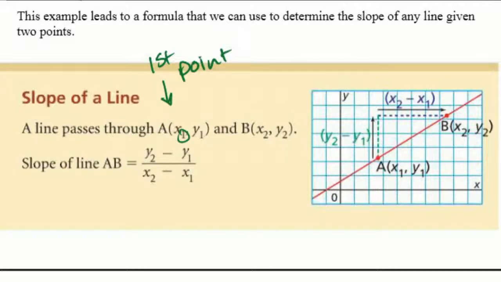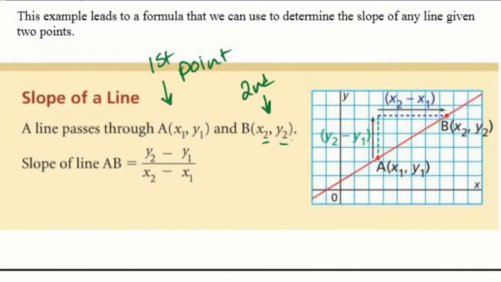So everything in A has these little 1's next to it. And then B is my second point, so everything here has little 2's next to it. These are called subscripts, and they help us sort out more than one point.